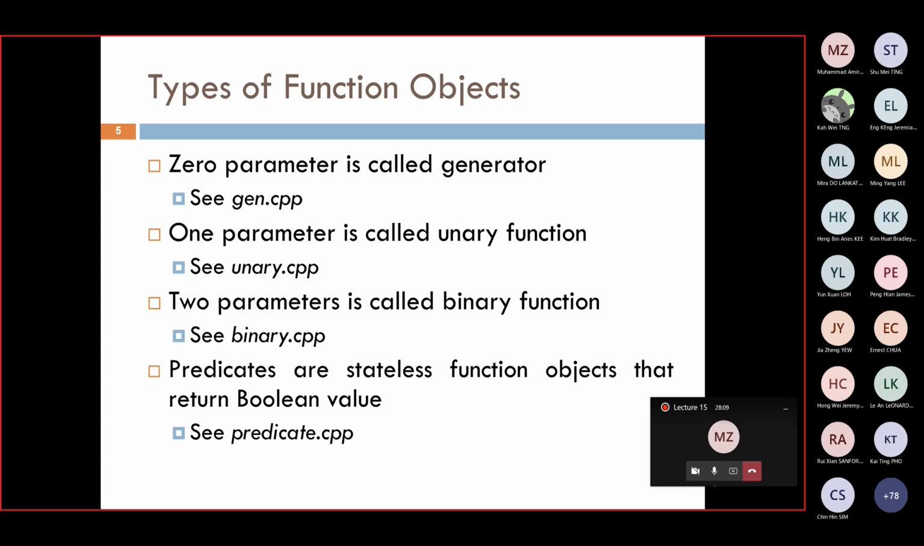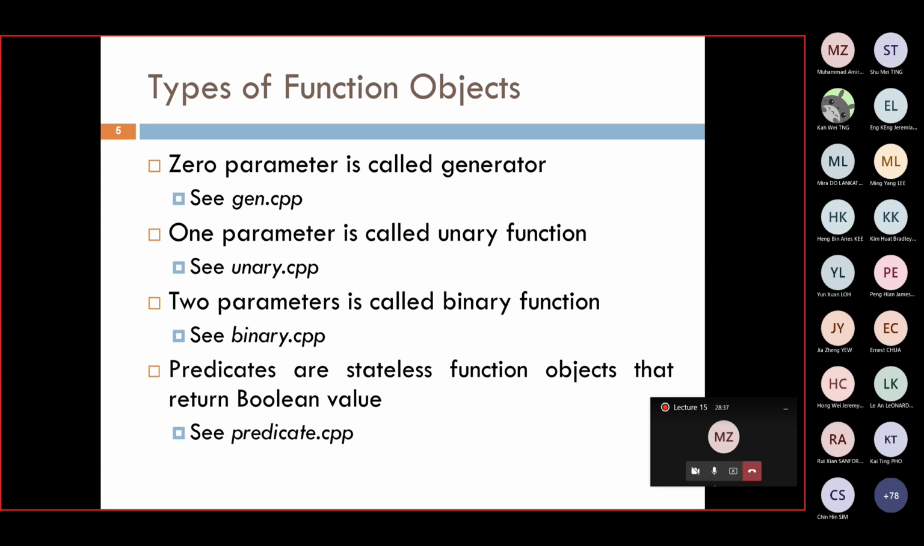I call the ones that have 0 parameters as generators. And what they do is their only purpose is to sort of create sequences. Then you have the single parameter functions that are called unary functions, and the predicate versions are called unary predicates. Then obviously we have the binary, and there's a whole collection of them in the standard library, so we'll kind of briefly look at that.